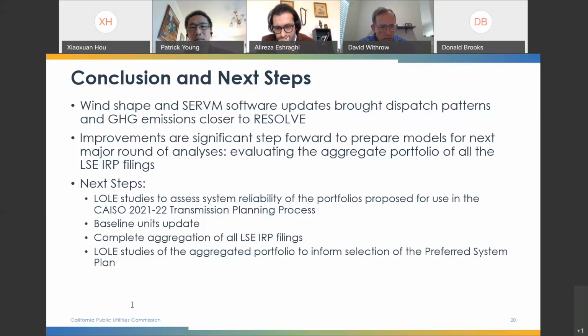And I will add that we are carrying forward, as Patrick was talking about, these updates into the transmission planning process modeling and the preferred system plan modeling. So these new wind shapes and the new SERVM software are what we are going to use when we do the modeling for the preferred system plan. So yeah, I hope that got at your question.